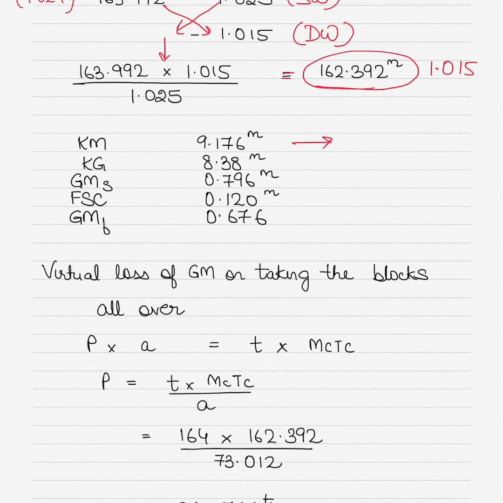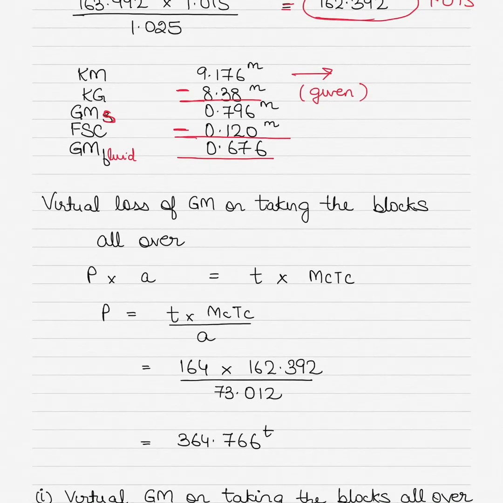So the Km value, as you calculated above, was 9.176 meters. Kg was given to you in the question, so you will subtract Kg from Km and you will get Gm solid. So Kg is always subtracted from Km to get Gm. Gm solid means GMS is Gm solid. Alright, this is Gm solid. That means the free surface correction has not been taken into account. So you will subtract the free surface correction, which is as a result of unfilled compartments, unfilled liquid tanks rather. And once you subtract, it is always subtracted, you will get the GM fluid. This is GM fluid. This is the corrected GM. This is the GM of the vessel when the vessel is entering the docks.